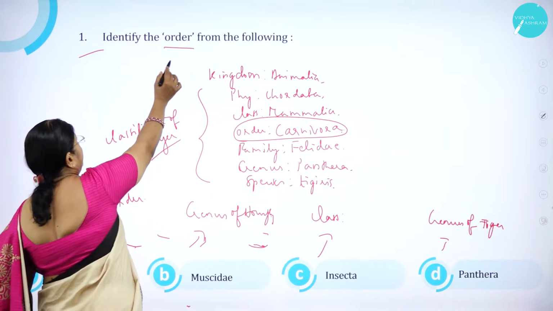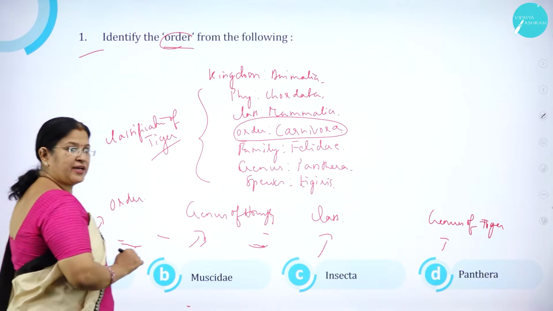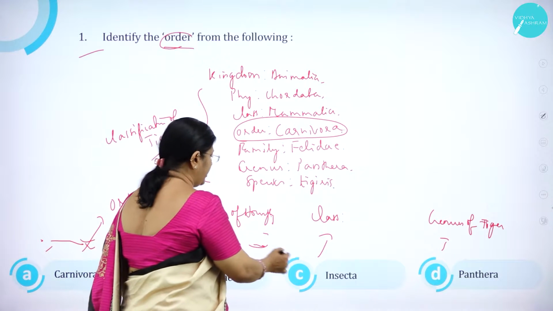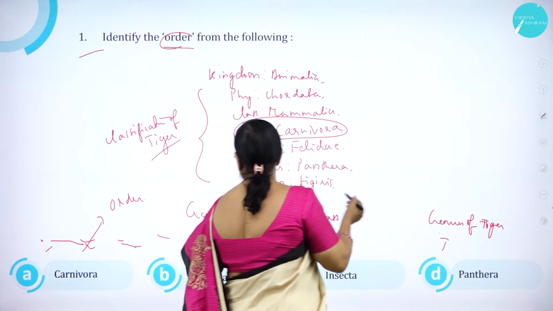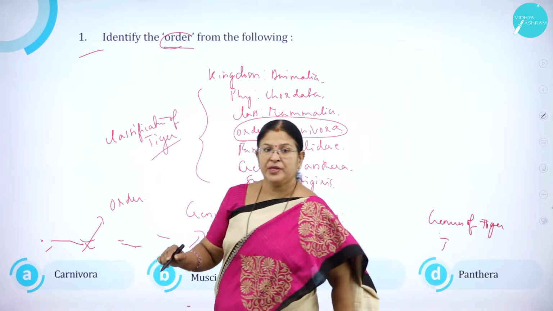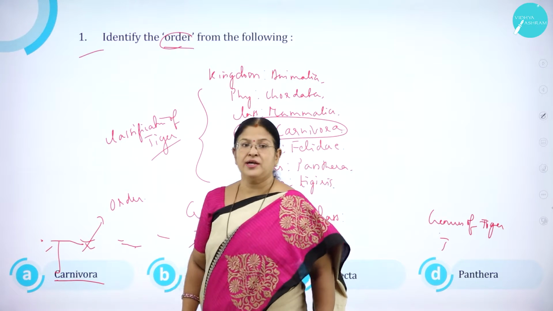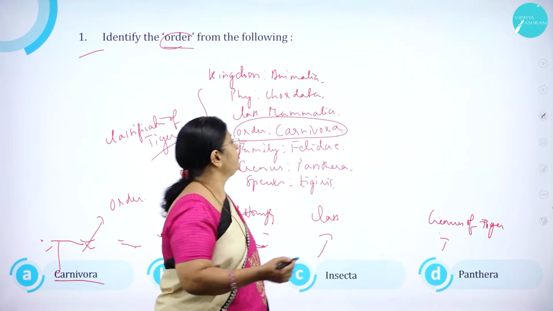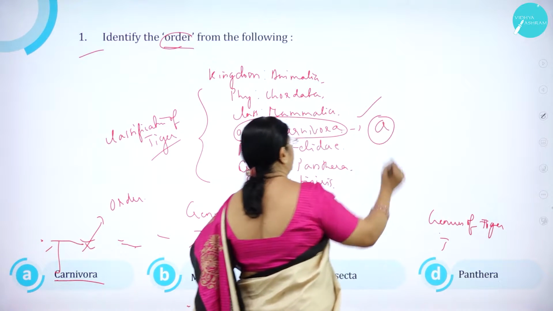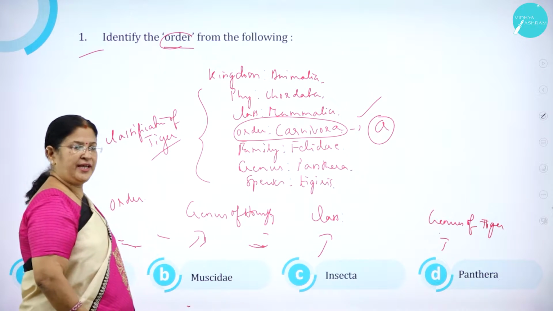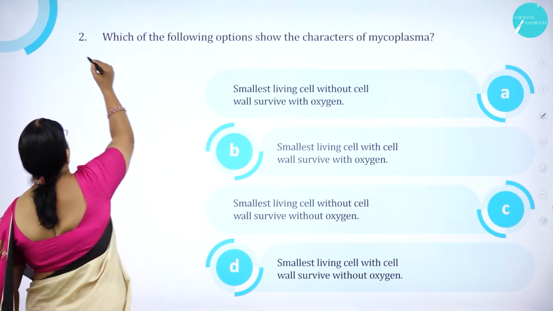So identify the order from the following. Option A, Carnivora. Option B, Muscidae. Option C, Insecta. Option D, Panthera. See the correct option is option A. Option A is what? Carnivora. So Carnivora is the order. So option A is right. Option A is correct. Moving on to question number 2.